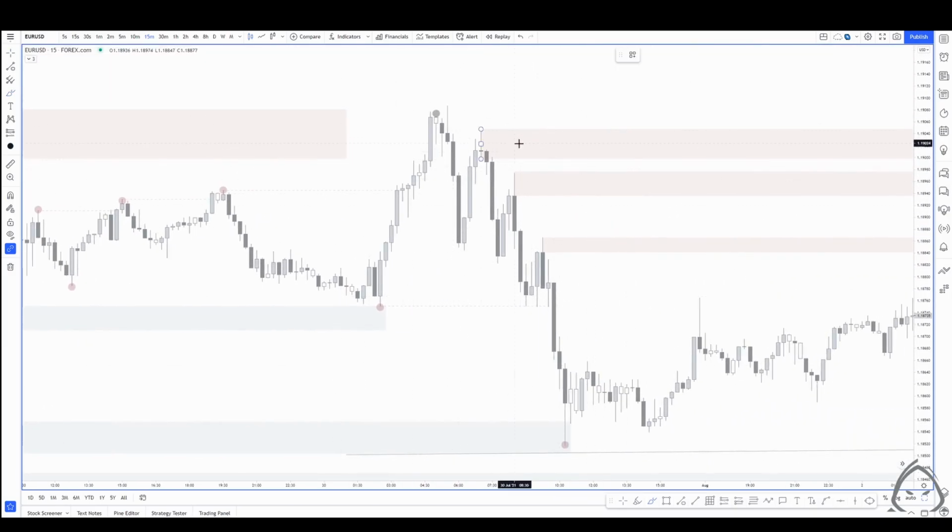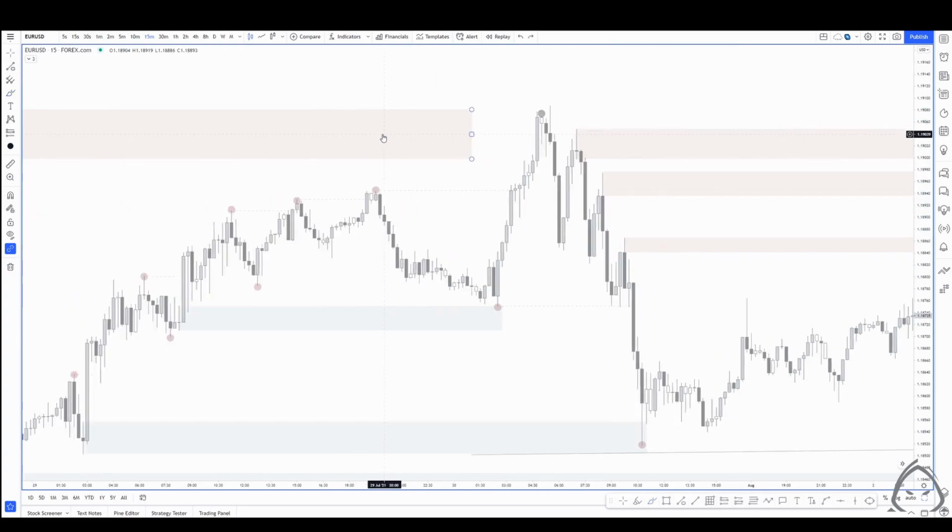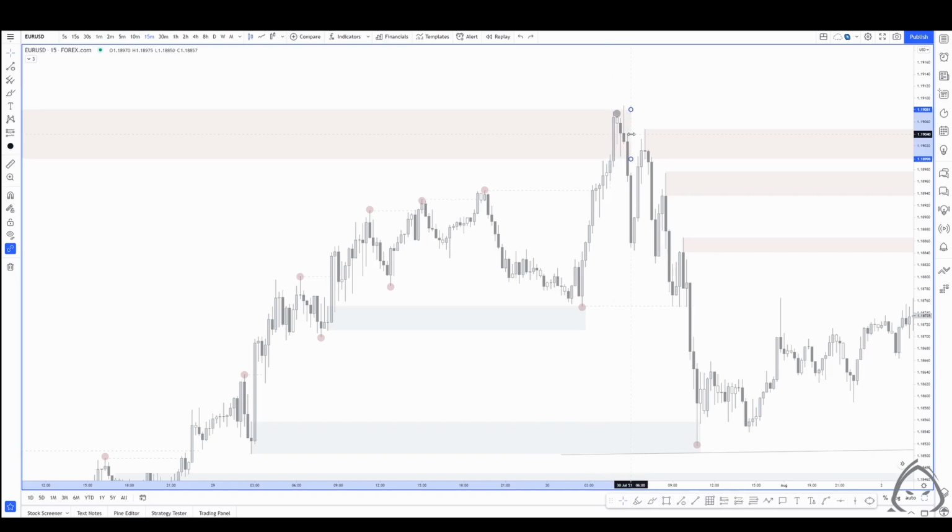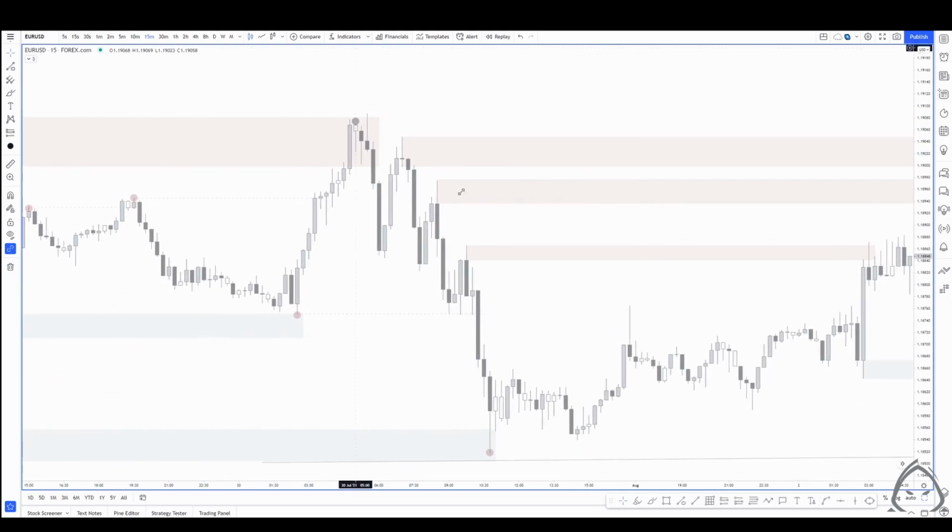Similar to this situation, we see that price hasn't actually mitigated anything in this area, but what we can see, if I just move this over, we can see that price mitigates a higher time frame point of interest. So I'll just move this back over one more time, move that right there, and what we can see is price takes liquidity and then moves to the downside.